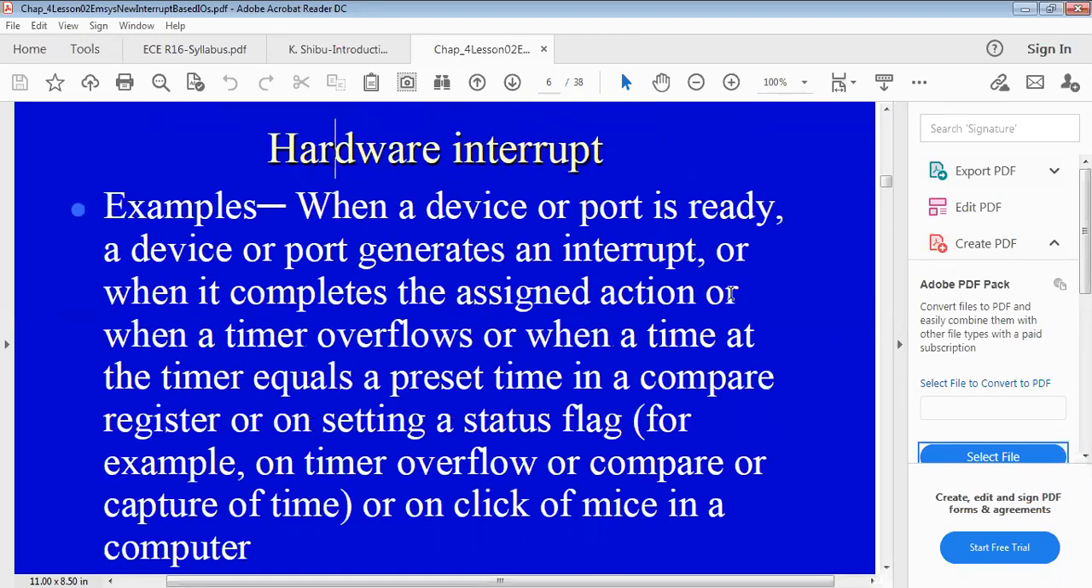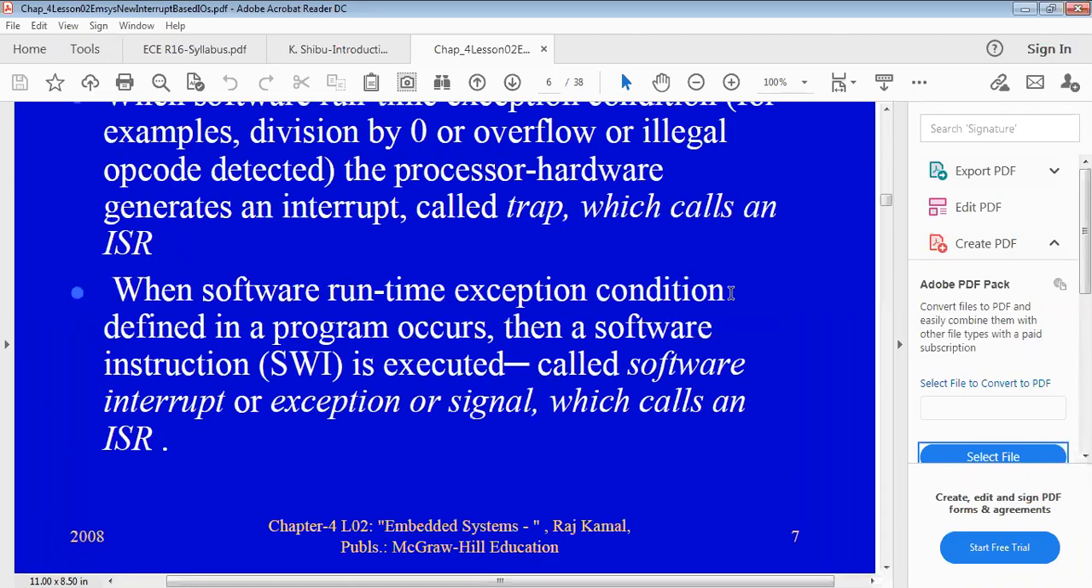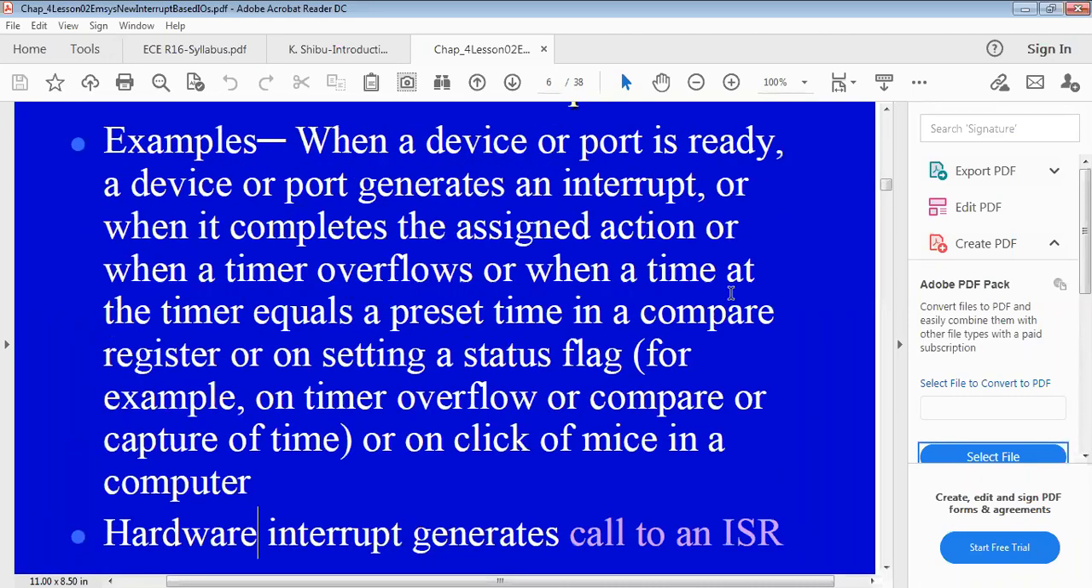See here, when a device or a port is ready, a device or port generates an interrupt, or when it completes the assigned action, or when a timer overflows, or when the timer equals the preset time in the compare register, or sets a status flag. And all possibilities are not external with external IO devices. There is also a possibility of getting a hardware interrupt here.